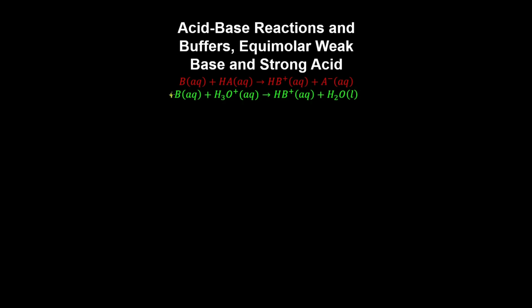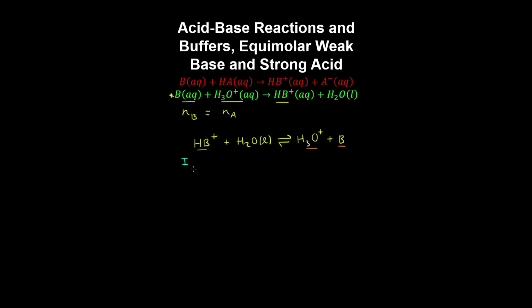Using the net ionic equation that we derived for the reaction between a weak base and a strong acid, for the case where we have an equimolar concentration of the weak base and strong acid, then all of the base and acid are going to be neutralized, and we're left with the conjugate acid, which donates a proton to water to yield hydronium and a conjugate base, where these are in aqueous solution.